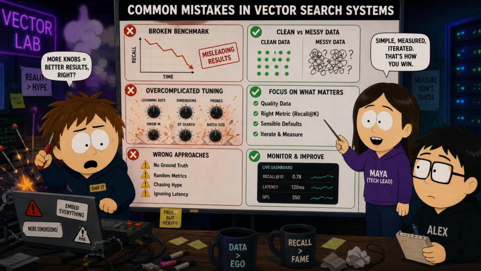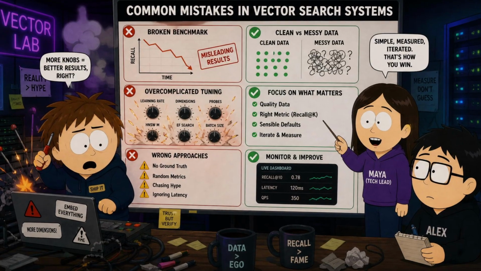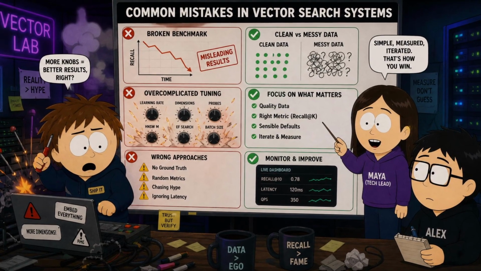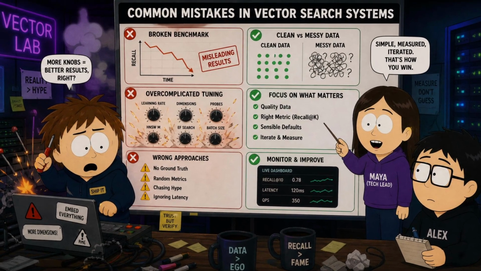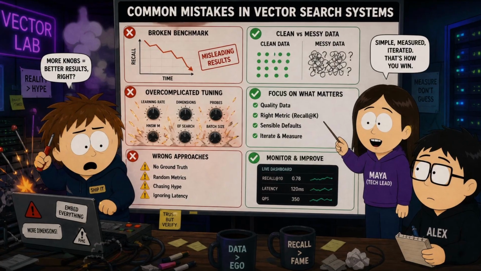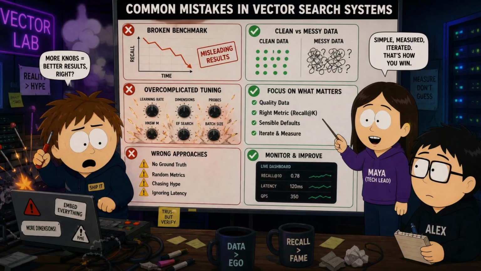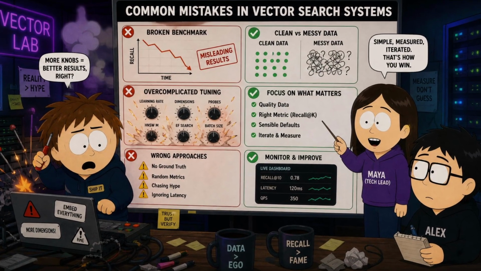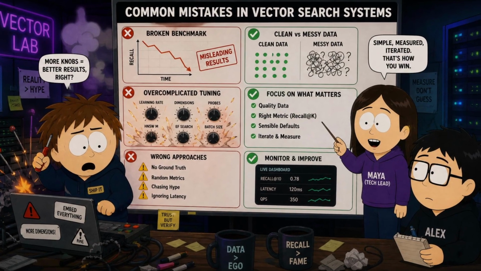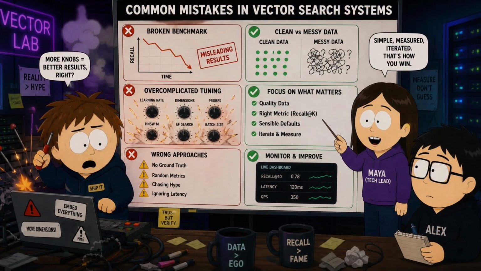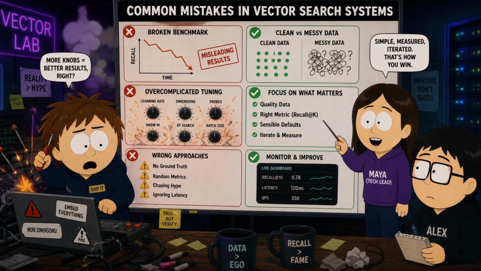A big mistake is trusting benchmarks too much. Real-world data is messy and results can be very different from test datasets. Always test with your own data. Another mistake is over-focusing on internal details and tuning. In most cases, what matters more is good embeddings, clean data, and proper evaluation of results. Also, many people think that the job is done after choosing a vector database, but it is not. You still need monitoring, updates, and maintenance over time.